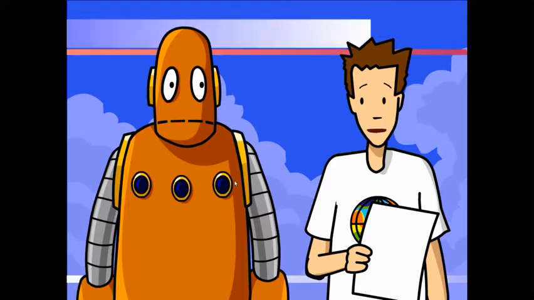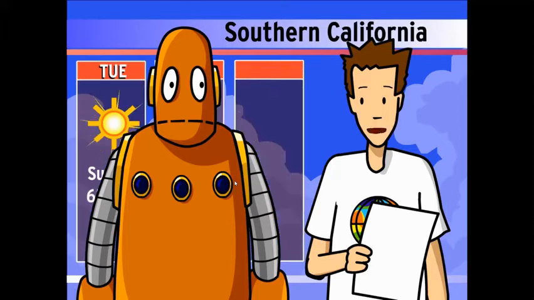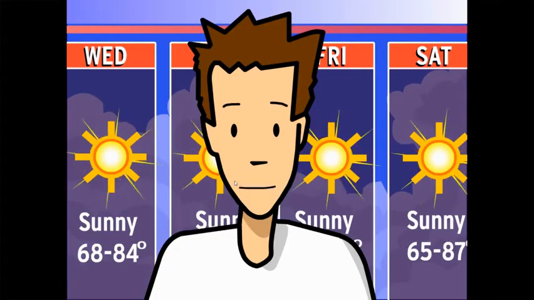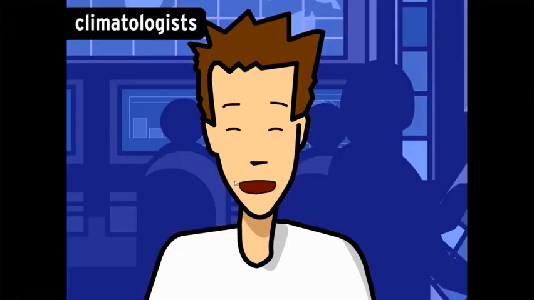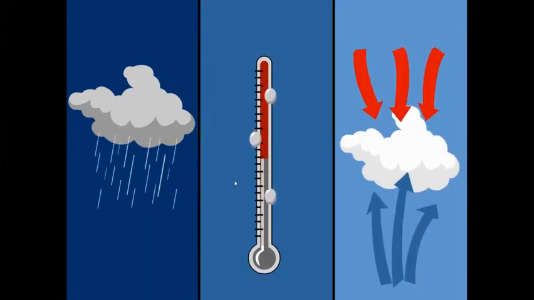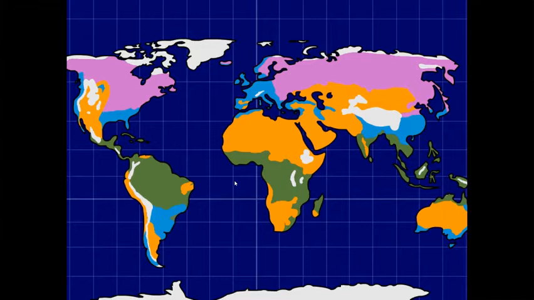For example, people say Southern California has a warm, sunny climate because so many days are warm and sunny. But climate is about more than just sunshine. Climatologists, the people who study climate, define it by many factors, including averages of precipitation, temperature, and air pressure. They divide the Earth into 5 major climate types.